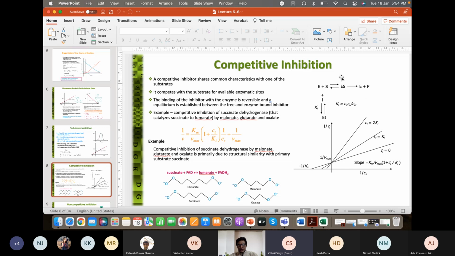What is it that you're assuming here? If you're writing dS/dt is equal to 0, then what is the rate of change of dES/dt? Write that equation out and set that to 0.